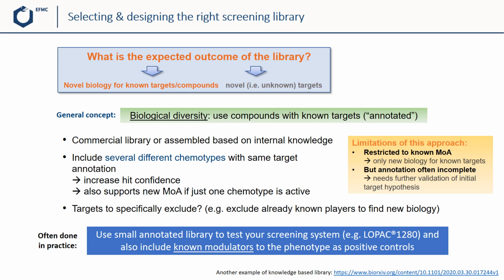You can also exclude compounds that modulate certain targets or target families to steer the type of biology that you want to discover. For example, away from kinase inhibition pathways. In practice, to verify your assay system, a curated compound set to interrogate, for example, hit-to-noise ratios, and also to check the validity of your system, known modulators of that phenotype are often pre-tested.